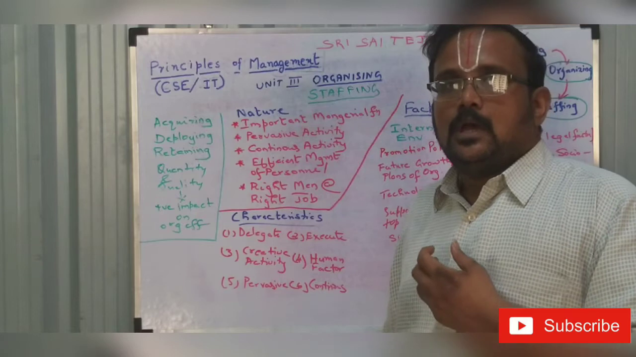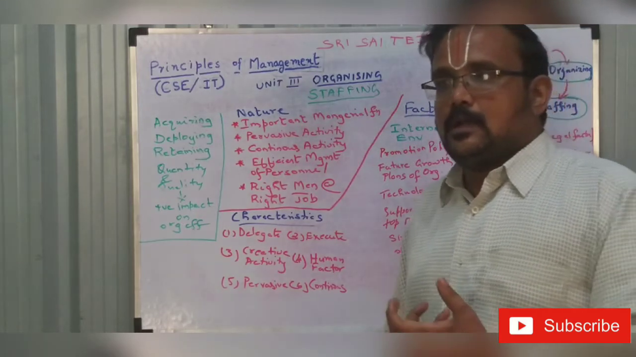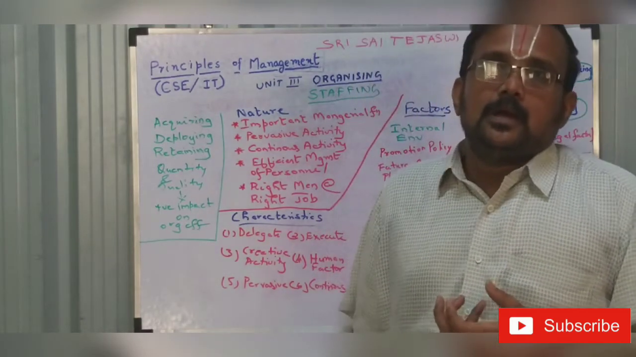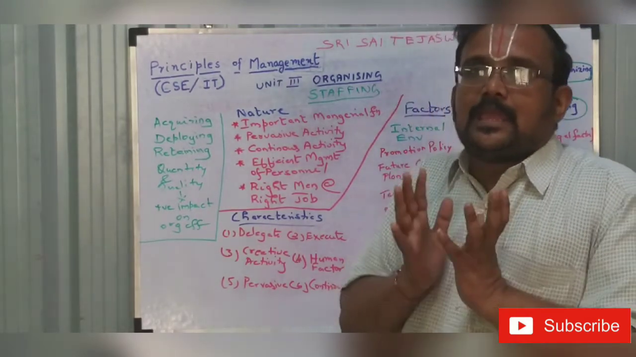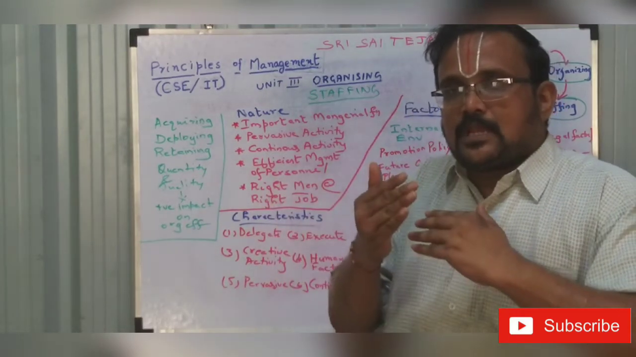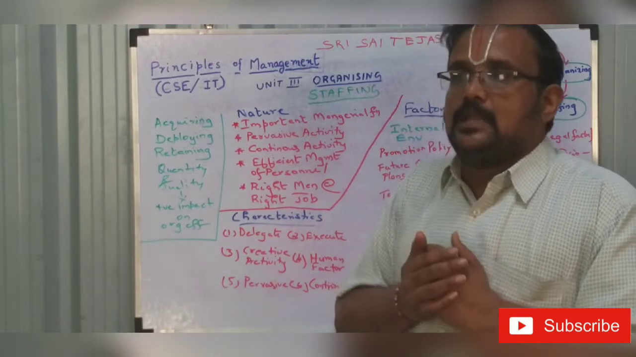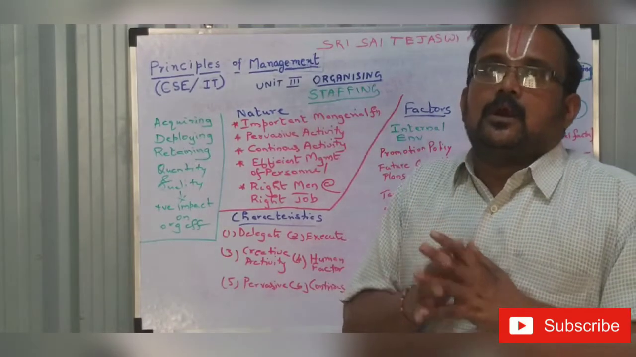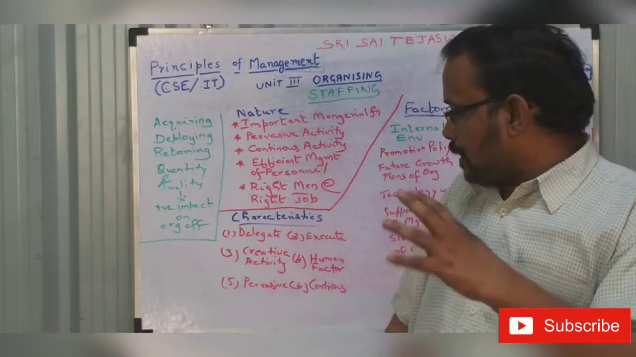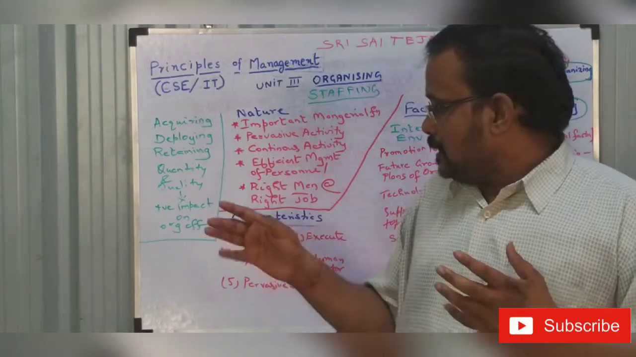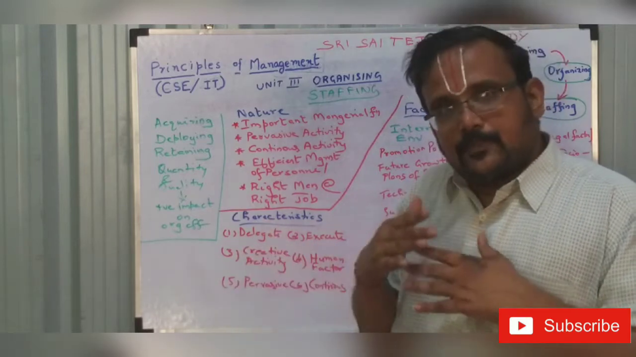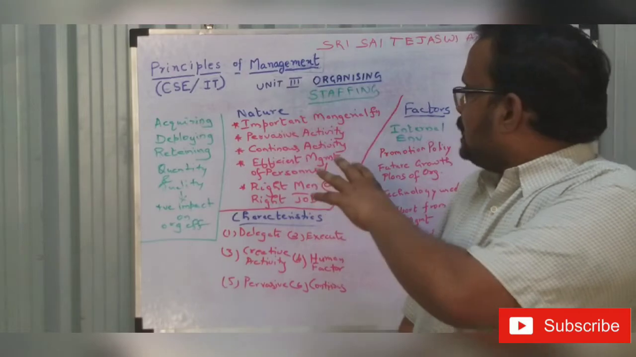Human factor: the staffing process will become a routine, machine-like activity if we don't consider the human factor. In the sense, we have to consider their background, their personal constraints, and then offer the placement in the department. So that is the human factor. Pervasive, as I told you, is a permanent, continuous activity. It is all through the life of the organization that staffing is going to happen. So these are the characteristics.